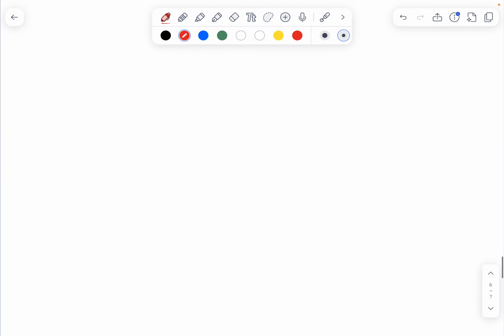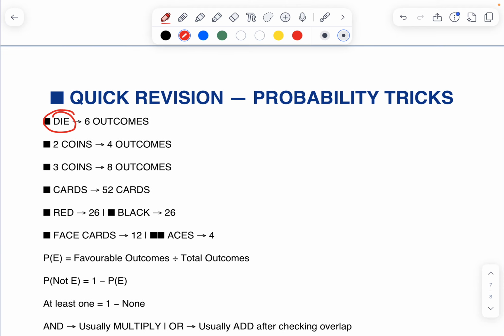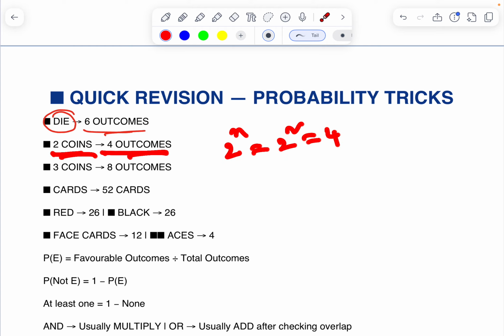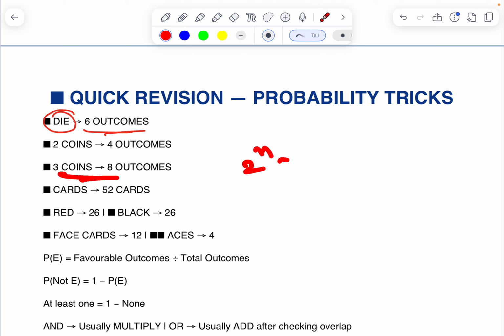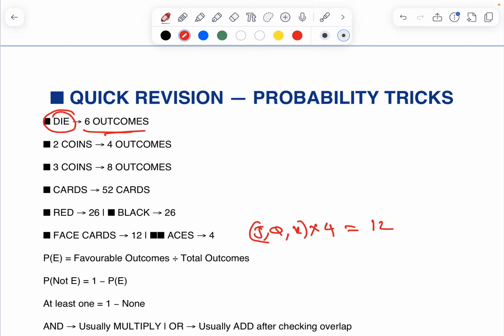Okay. Once again repeating basics. Dice, 6 outcomes. 2 coins, 4 outcomes. Formula 2 power n, that is equal to 2 square, 4. Suppose 3 coins, 2 power n, that is equal to 2 cube, 8. Total 52 cards. Red 26, black 26. Face cards 12. What are they? J, Q, K in all, that is equal to 12. J, Q, K, 3 each. Aces 4, kings 4, queens 4, all are 4.